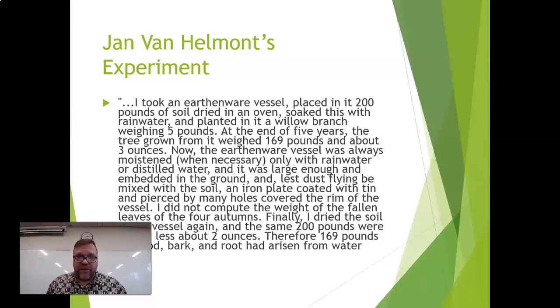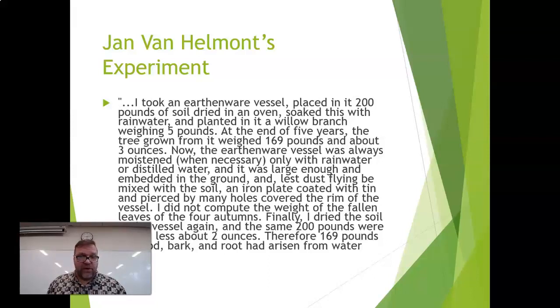And so what he did was he took the branch out, took off all the soil, weighed the soil. The soil ended up being 200 pounds. So he started with the same amount of soil and he ended with the same amount of soil. The difference was the plant went from 5 pounds to 169 pounds. So somewhere along the way, the plant picked up 164 pounds.